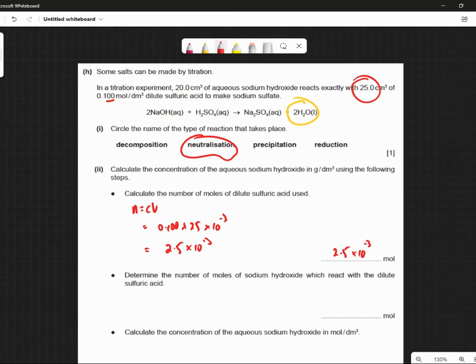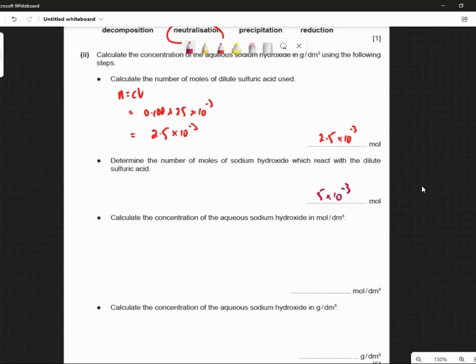2.5 times 10 to the minus 3 moles of sulfuric acid. Determine the number of moles of sodium hydroxide to react. Well, this is going to be 2.5 times 10 to the minus 3 times 2, because the coefficient is 2 to 1. So that number times 2, which is obviously going to be 5 times 10 to the minus 3, isn't it? Okay, calculate the concentration of the aqueous solution in moles per decimeter cubed.